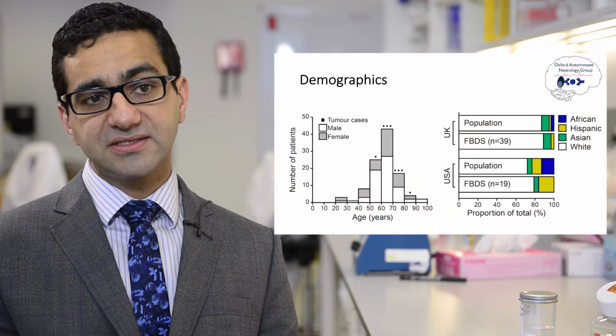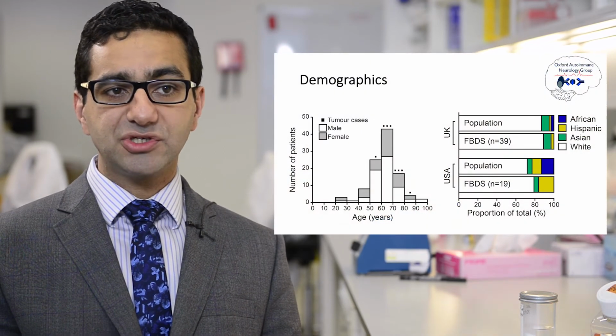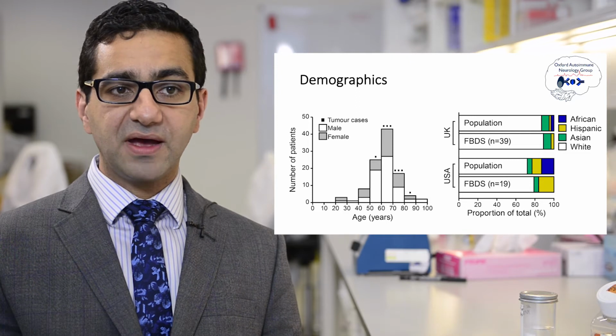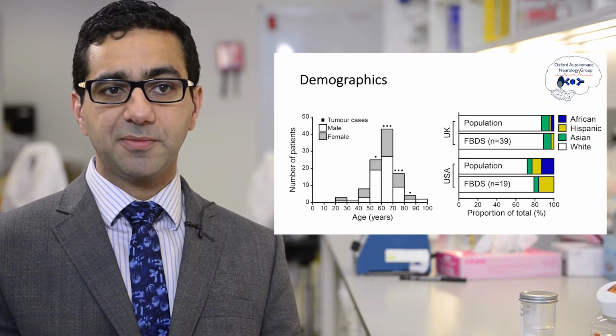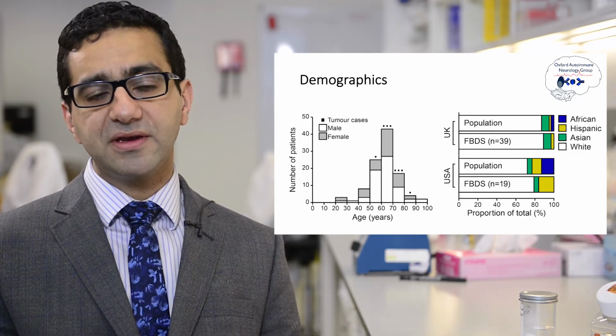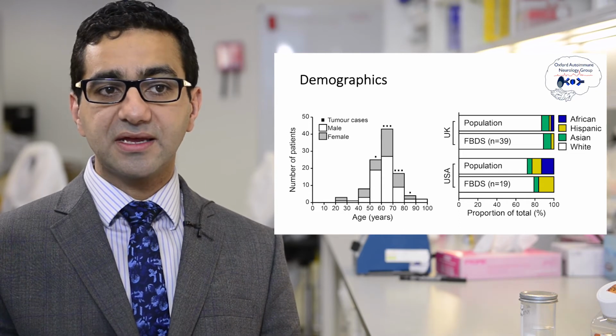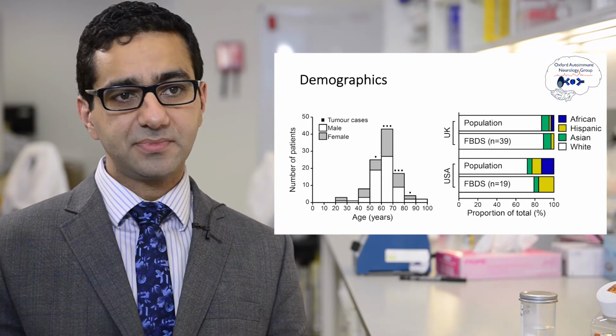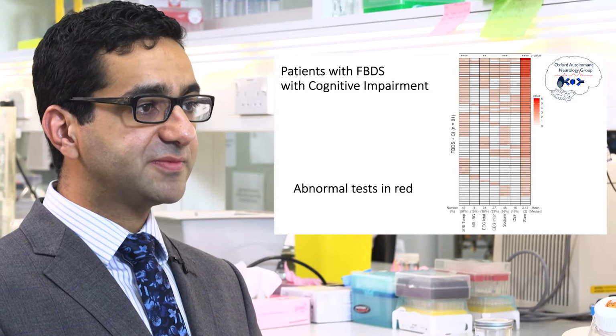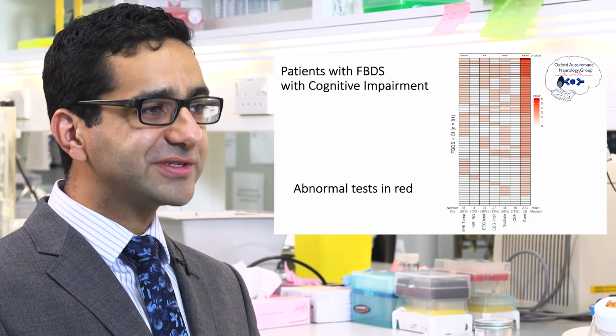With the LGI1 antibodies being detected, we then found that the patients were often old, they were often in their 60s and 70s. You can see that there are no children. And interestingly, we found no Afro-Caribbean patients in our population, despite them being prevalent in the baseline, certainly United Kingdom and US populations. Secondly, what we did is we divided these patients up with and without cognitive impairment.